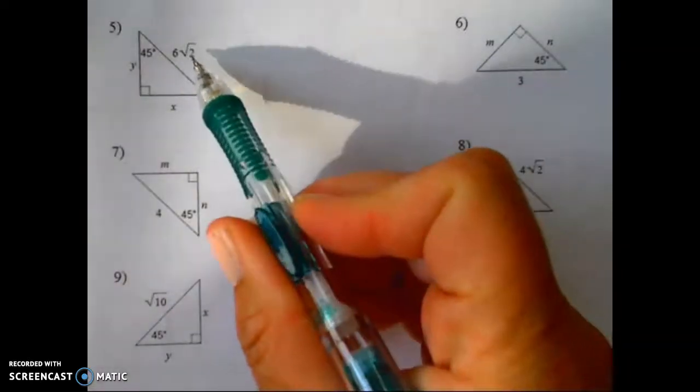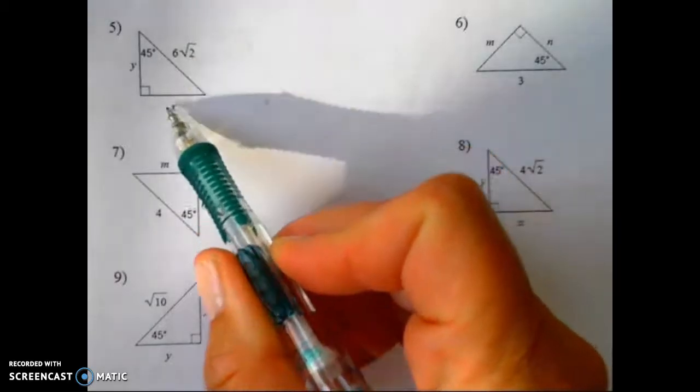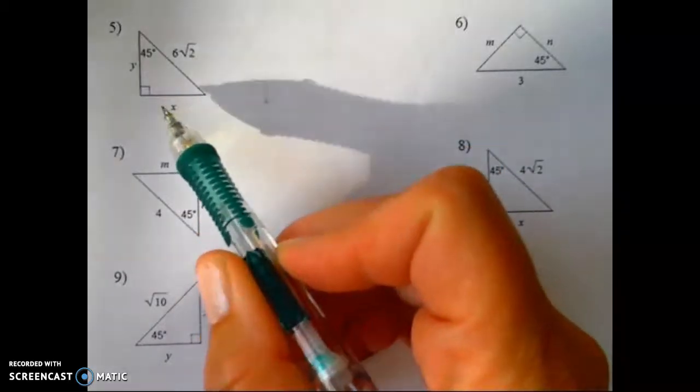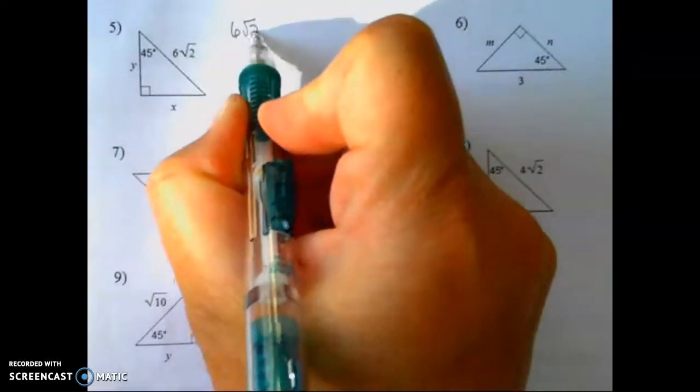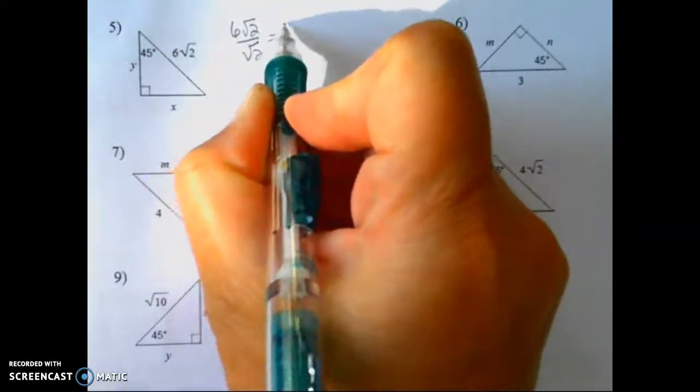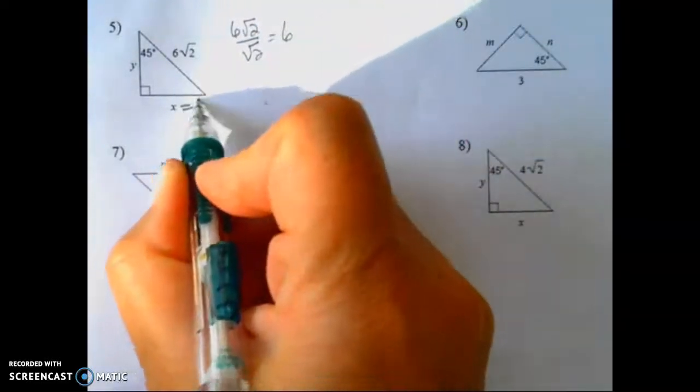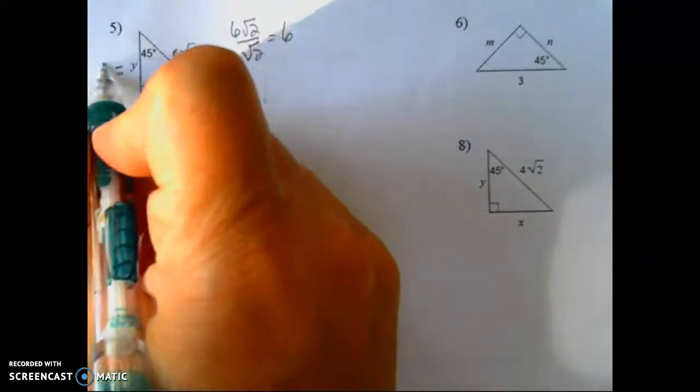Welcome back. So for number 5, I gave you the hypotenuse. To go from the hypotenuse to the leg, you divide by the root of 2. Take 6 root 2, divide by the root of 2, and you get 6. That means this leg is 6, but oh, this leg is also 6.